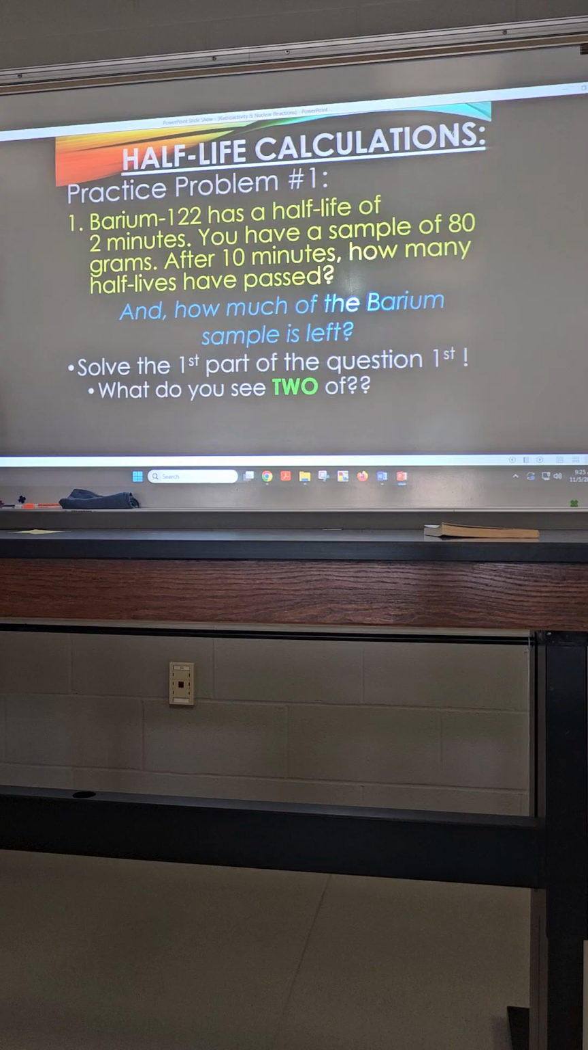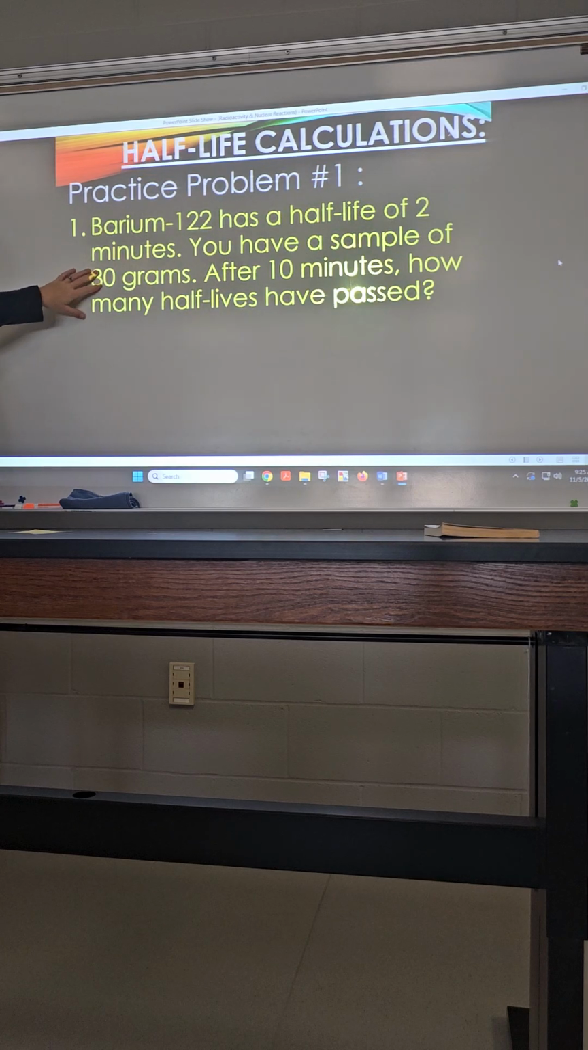Owen, what do you see? 2 times or 2 samples? Yeah, I see a 10-minute and I see a 2-minute. Minute and minute. That's 2 times. Okay? So 2 minutes and 10 minutes. That's the first step. Now, once you recognize that you have 2 times, this is how you go about it.